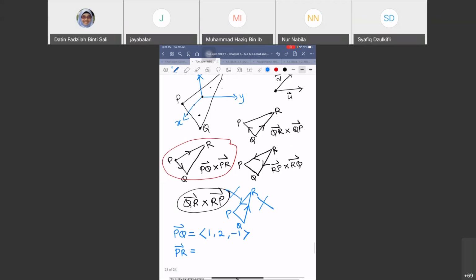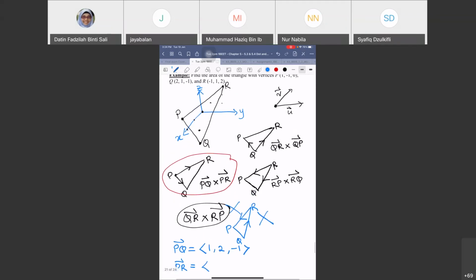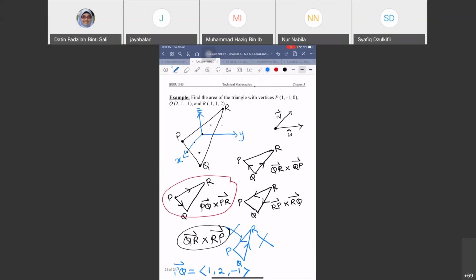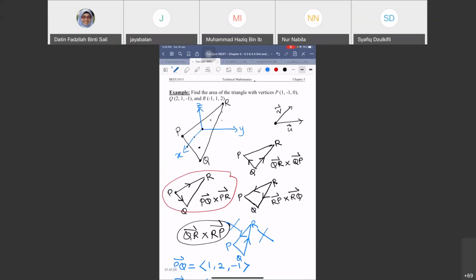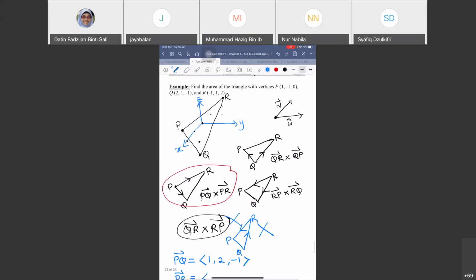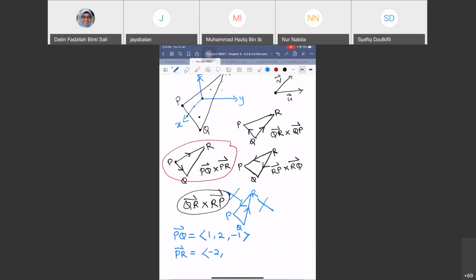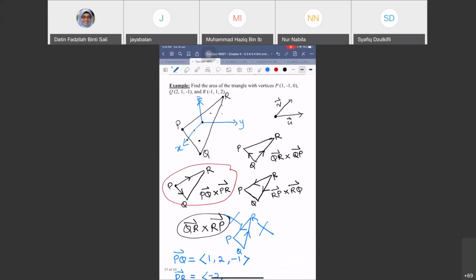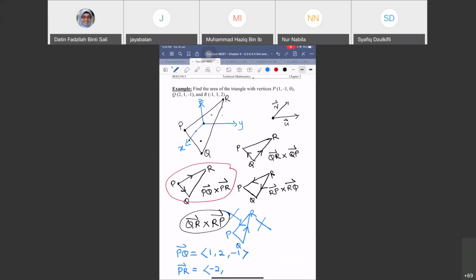Whereas for vector PR, you are looking at R and P. For the first component, minus 1 minus 1, so that is minus 2. For the second component, 1 minus 1, so that is positive 2... Sorry, I'm looking at a different one. For the third component, 2 minus 0, so that is 2.